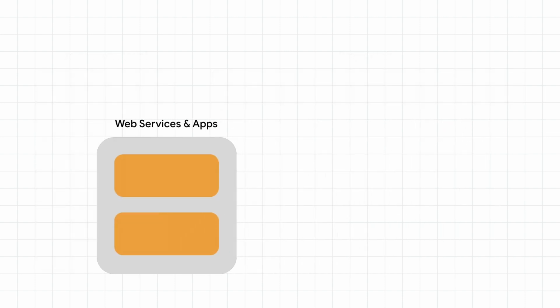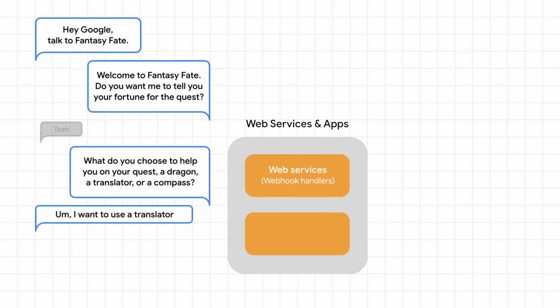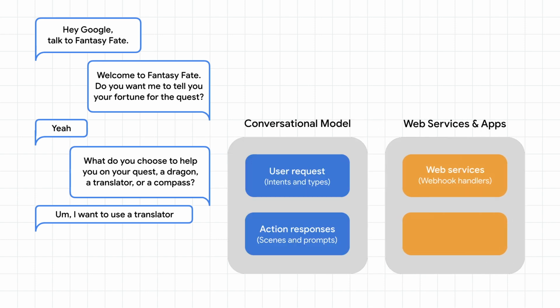The last part is web services and apps. This part is optional, but they provide more functionality and options to build rich and immersive experiences. You build web services to handle webhook events. Let's say your action needs to make an API call or do a database query. Your action can trigger a webhook event when needed, which you can handle in a web service.